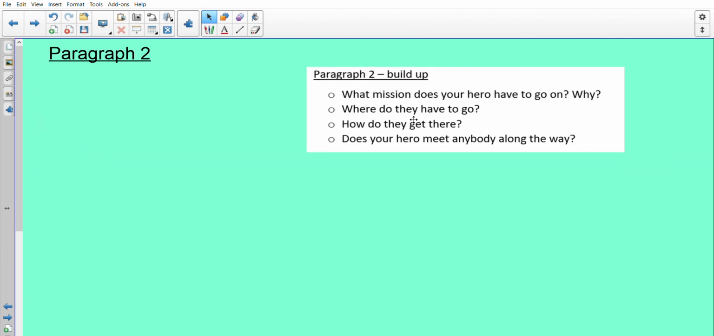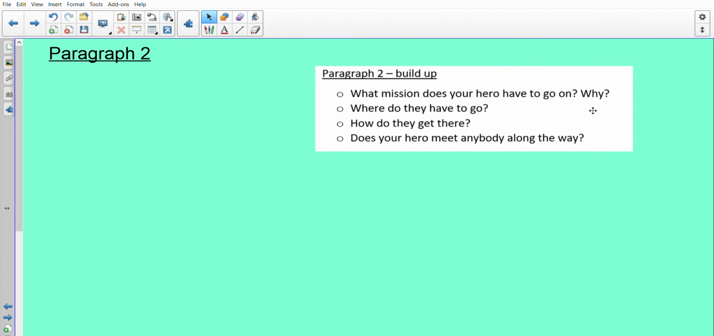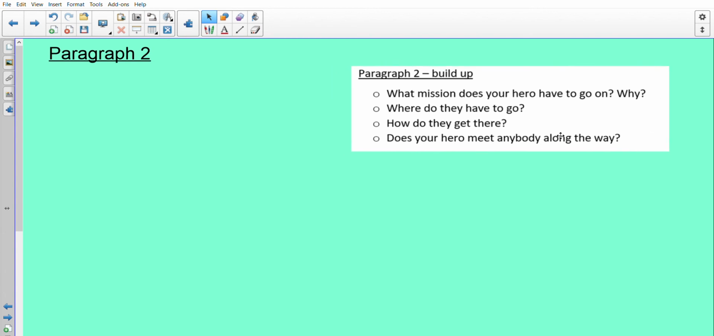Paragraph 2 is where we have to say what mission your hero goes on and why. So this is really where we set up the problem. Are they going to travel over to the island? Are they going to challenge the king or the creature? So where do they have to go? How do they get there? Does your hero meet anybody along the way? I'm going to leave that to you because I don't want to start confusing your stories.